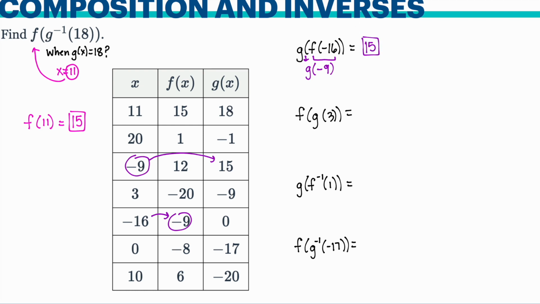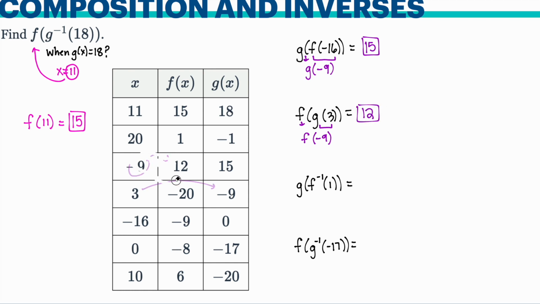Okay, next, g of 3, and then I want to know f of g of 3. So first thing I'm going to do is start with the inside, g of 3. So I'm going to go where x is 3, and I'm going to find what is g. It is negative 9. And now I want to find what is f of negative 9. So now I'm going to go to negative 9, and I want to know what is f, and it is 12.